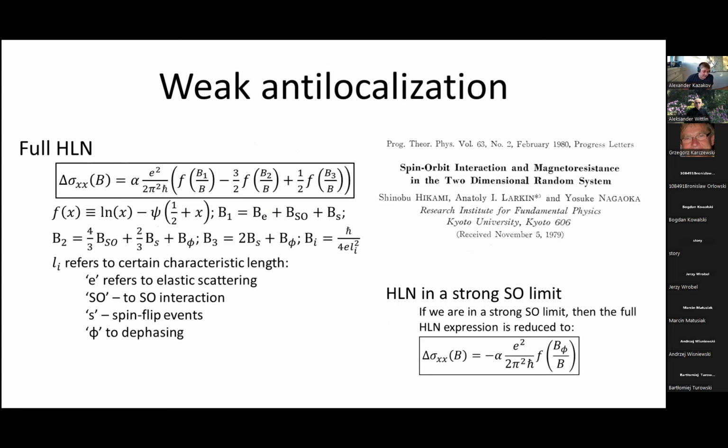Detailed calculations of the effect result in quite a bulky formula, which contains information about the different scattering events. It is from the seminal work by Hikami, Larkin, and Nagaoka. That's why it's called the HLN formula. But in the presence of strong spin-orbit, this bulky expression is reduced quite considerably. It depends only on the inelastic scattering length, and the prefactor alpha is responsible for the indication of the number of conducting channels in the system.